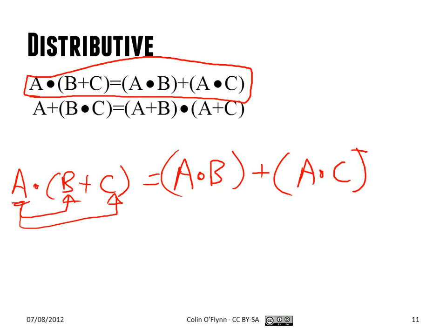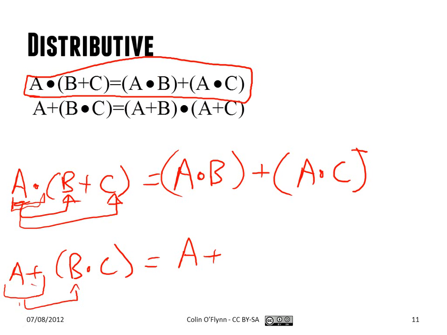In the same way, you can do that with the OR. So if we have A OR B AND C, you can distribute the A OR in the same way we distribute the A AND. So again, it distributes here: A OR B, A OR C, and then both are ANDed together.